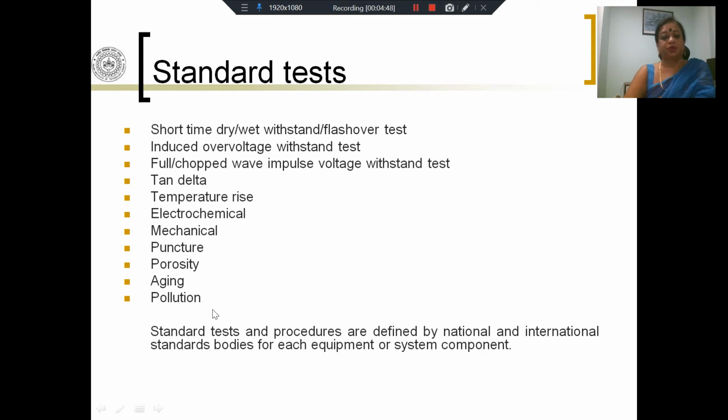Aging studies, pollution studies. Pollution studies, of course, mostly for outdoor insulators, but not necessarily just for outdoor insulators. These standard tests and procedures are defined by international and national standard bodies for each specific equipment or system component, and we just have to abide by the standards.